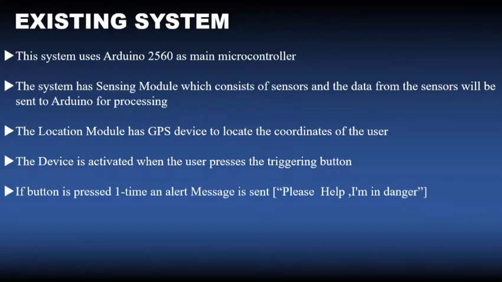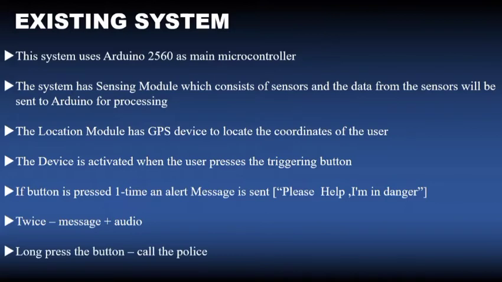Triggering can be done in three modes. If the button is pressed one time, an alert message is sent like please help me, I'm in danger. If it triggers twice, an alert message plus audio will be sent to the guardian. Lastly, if he long presses the button, an immediate call will be sent to the police.